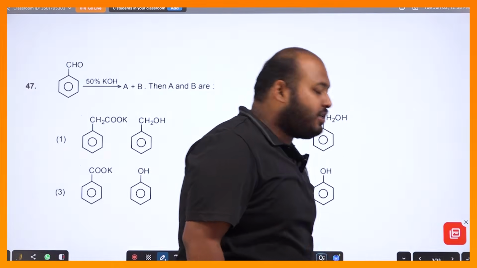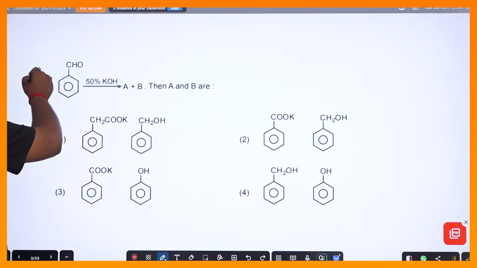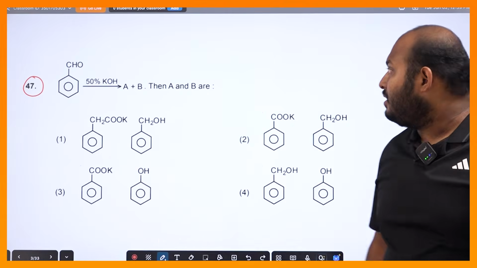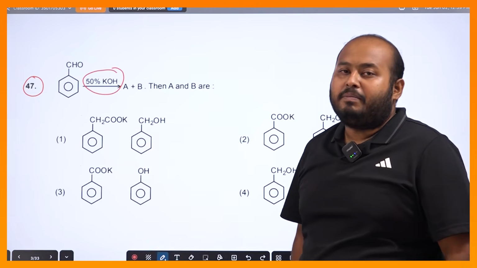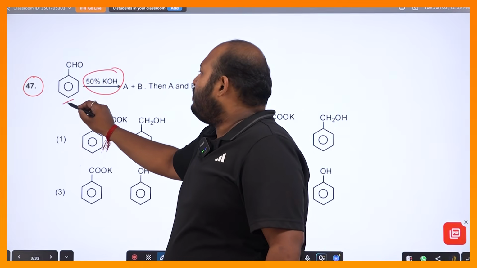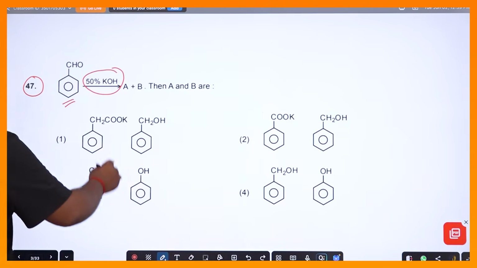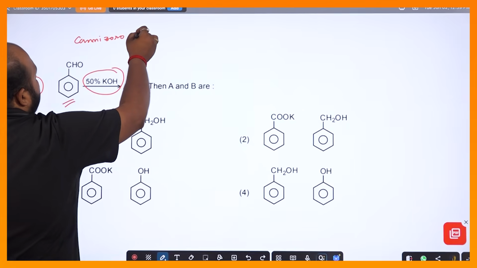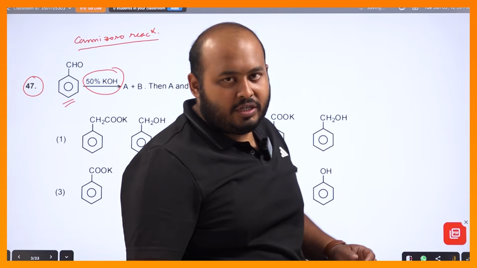So if we go to our next question, this question number 47 is a question from the organic portion, and it is from a named reaction. Hopefully you can understand that it is giving a reagent which is basic, and it is highly concentrated KOH. The compound given here is benzaldehyde. So benzaldehyde will undergo a reaction that is known as the Cannizzaro reaction. You already know what kind of reaction it is? It is a disproportionation reaction.